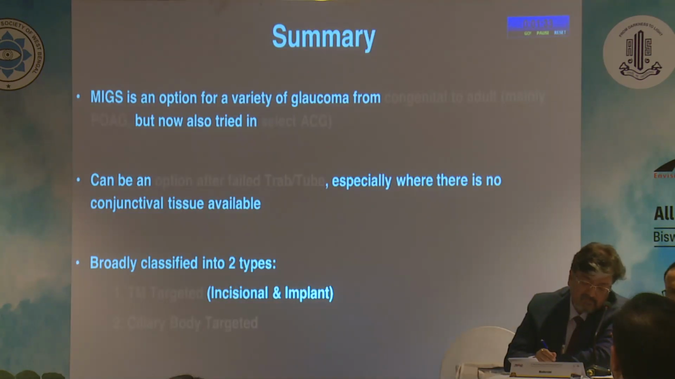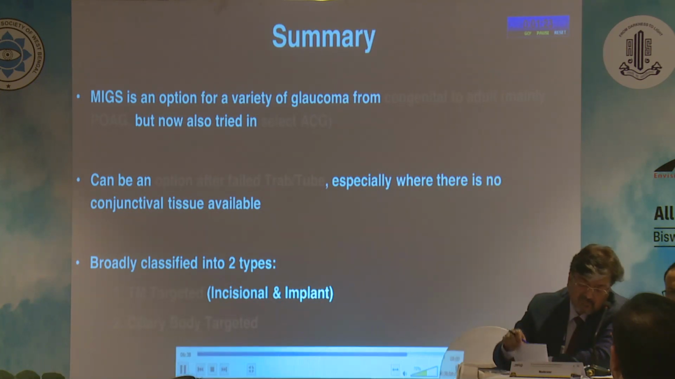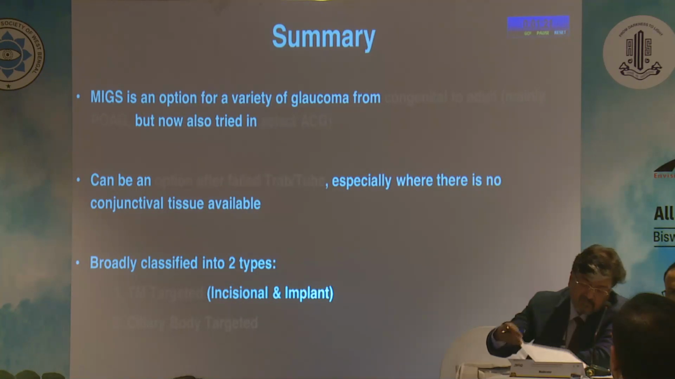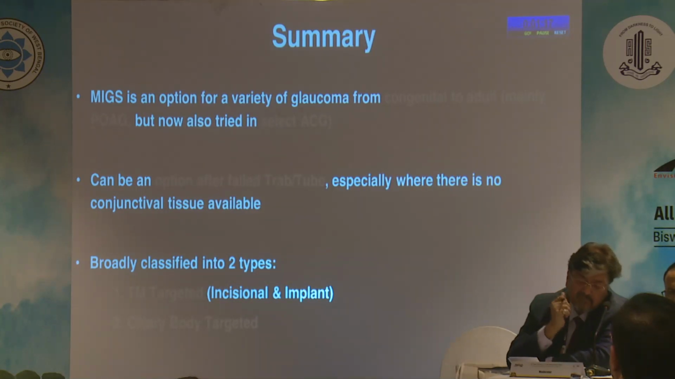Summary. MIGS is an option for a variety of glaucoma from congenital to adult, mainly POAG, but now also tried in select ACG. Can be an option after failed trab or tube, especially where there is no conjunctival tissue available. Broadly classified into two types: TM targeted, incisional and implant, and ciliary body targeted.